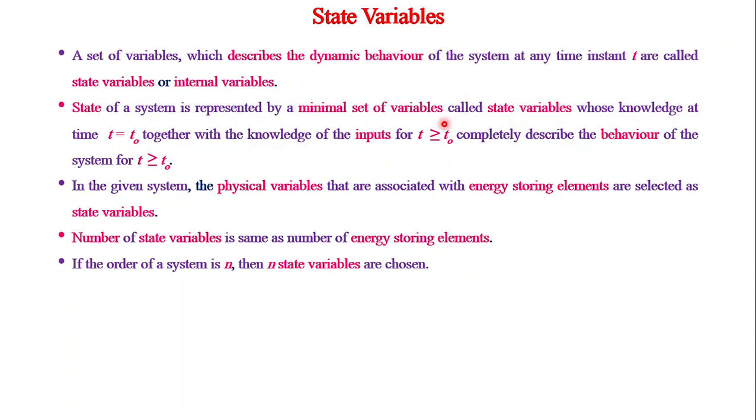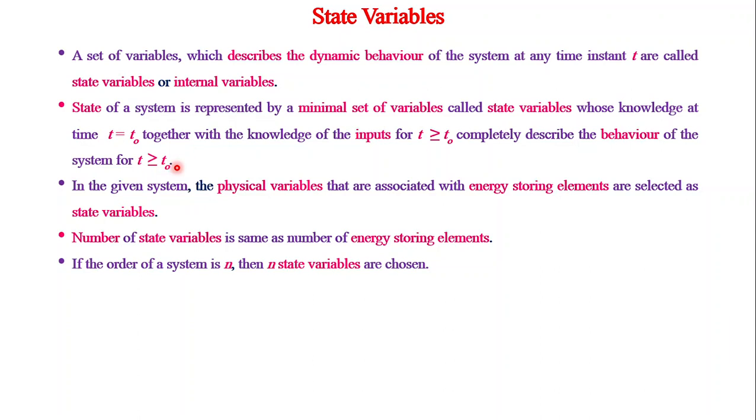So the value of the state variables initially, along with the inputs applied from t greater than or equal to t naught, because we normally apply the input only when t is greater than or equal to t naught. That is, the moment that we apply the inputs we call t naught or 0 time. So we need to know the inputs applied from t equal to t naught, and the state variables at t equal to t naught, and with these two we can represent the dynamic behavior of the system for any time greater than or equal to t naught.